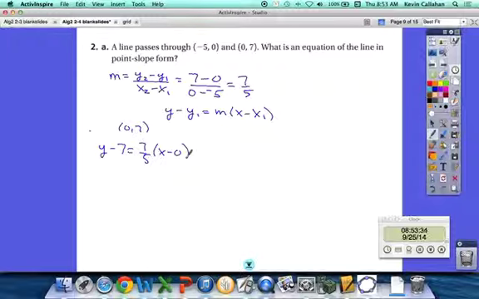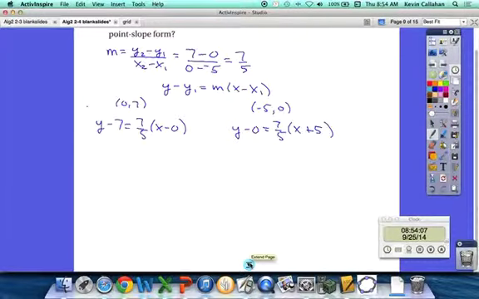And if I use the other point, negative 5, 0, then I got y minus 0 equals 7/5 x minus negative 5, which is x plus 5. So depending on the point you use, it's going to look different. Your answer would be different. And I don't think that they tell you in the problems which to use. But if you solve for y, put it in the slope-intercept form, it will do the same thing.